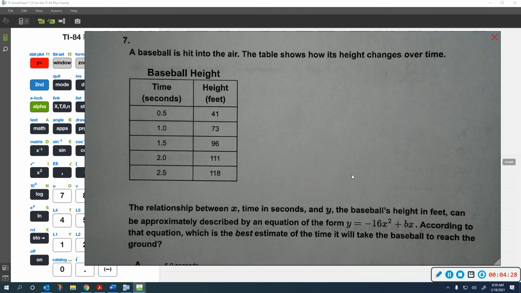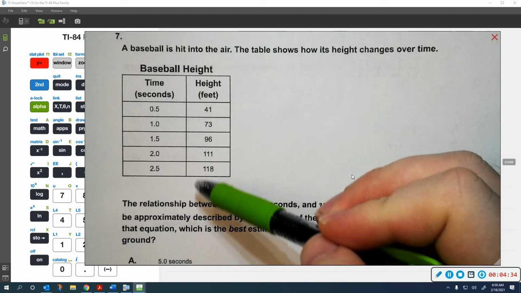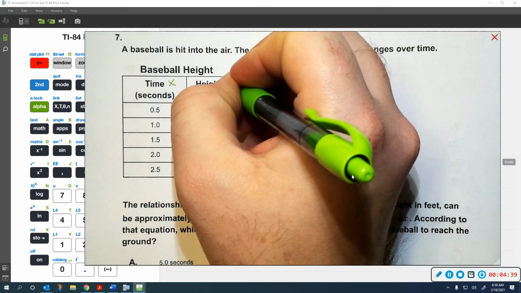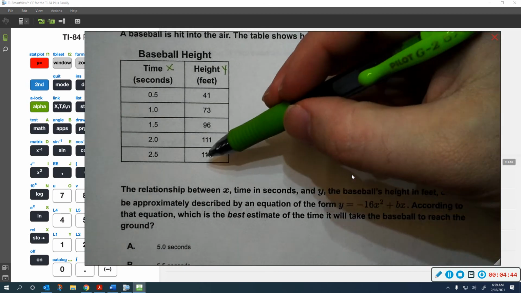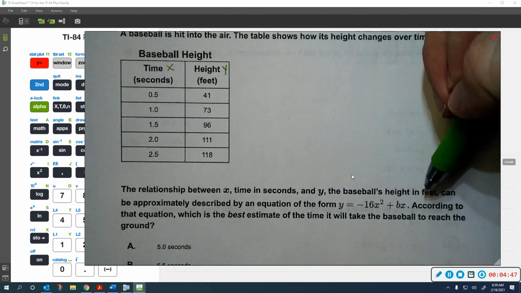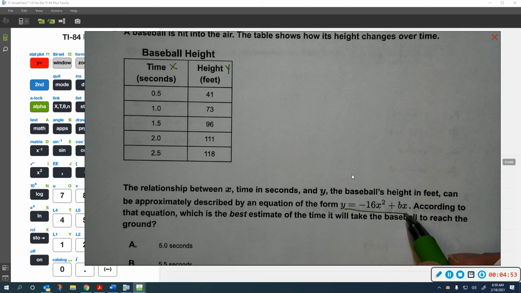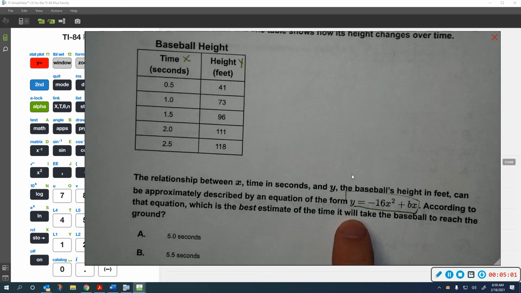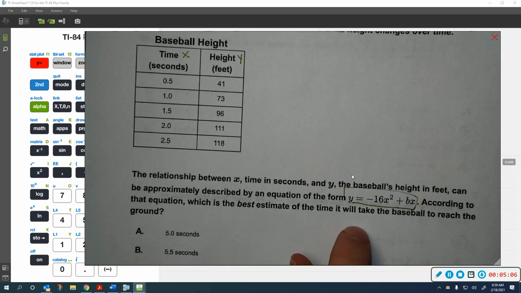Alright, number 7. A baseball is hit in the air. The table shows its height changed over time. So this is the time, this is the height, which means time is almost always the x, which means that's going to be our y. The relationship between x, time in seconds, and y, the baseball's height in feet, can be approximately described with the equation y equals negative 16x squared plus bx. According to the equation, which is the best estimate of the time it will take the baseball to reach the ground?